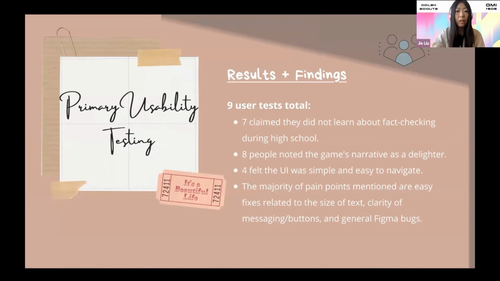We wanted to acknowledge and thank our 9 user testers of our game's Figma prototype. Through this test, we found out that our approach of the design problem and game was overall successful and positively received. Important key things were that 7 users validated that they didn't learn about fact-checking during high school. 8 users also noted the game's narrative as a delighter.